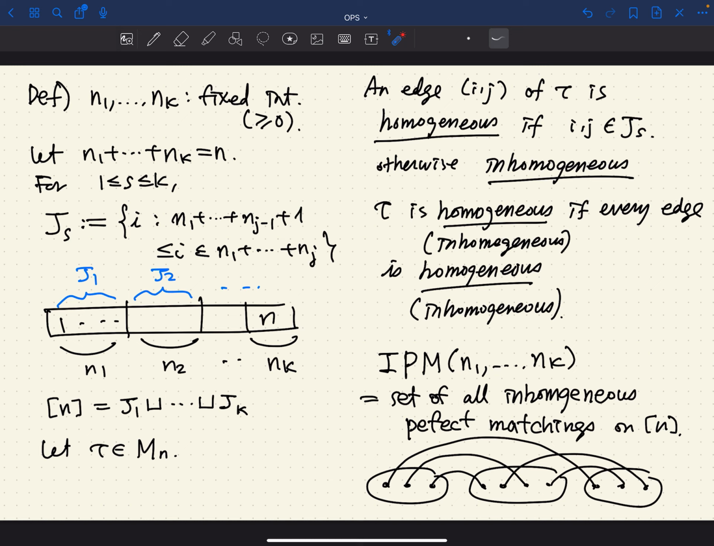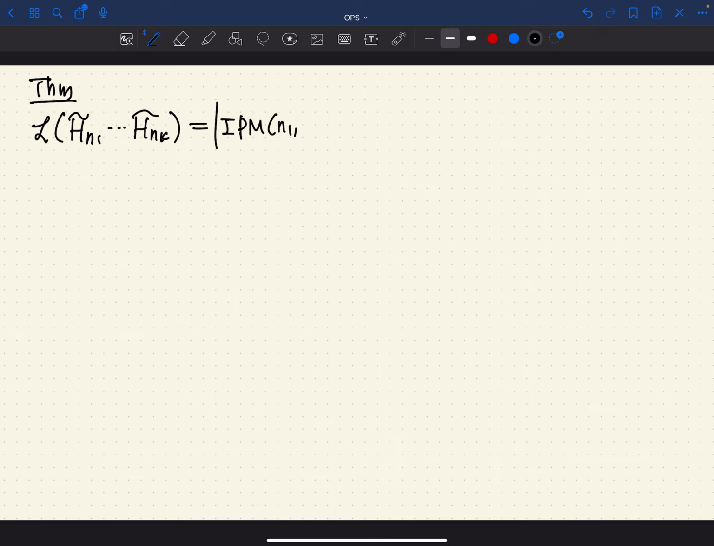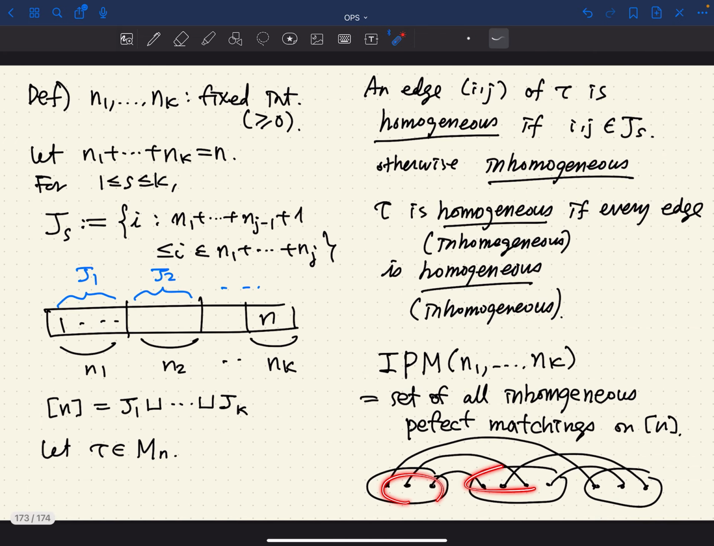All right, now we have all the necessary definitions. So now I can state the theorem on the linearization of the Hermite polynomials. The linearization coefficient of the Hermite polynomials, I'm going to omit x, is the cardinality of the set of inhomogeneous perfect matchings. It's a very simple description. That means this is basically the number of ways to connect dots like this. That's all.